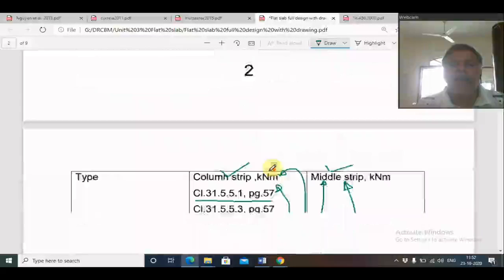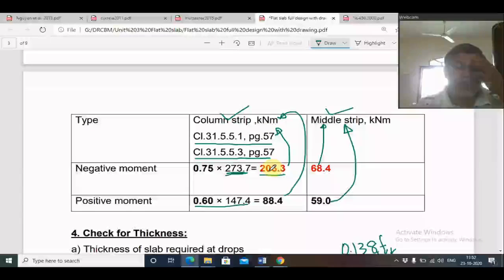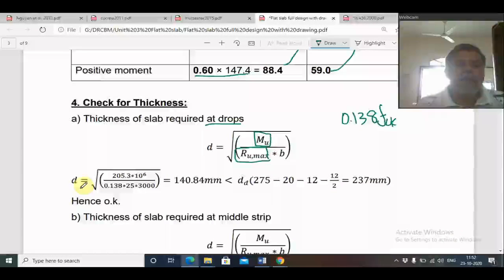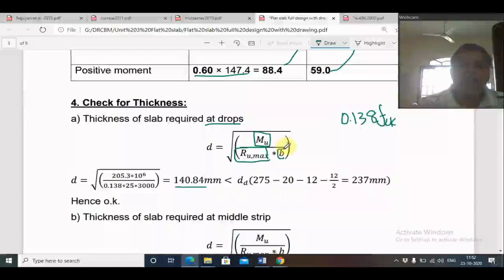That is also the negative moment, because that is the higher value, that is 205.3. So for this moment I am calculating the effective depth required as 140.84 mm. Here I have used the B value as the width of the drop. I have assumed 3 meters to avoid confusion. So this is the effective depth required to resist this bending moment.